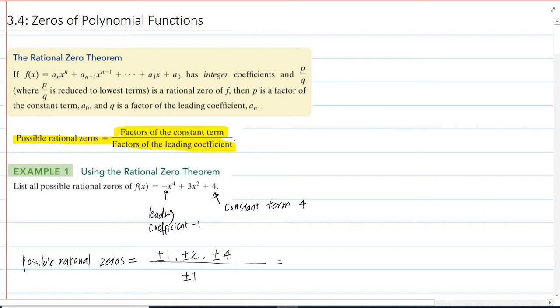We're going to separate each term, so we have positive and negative 1 over positive and negative 1, positive and negative 2 over positive and negative 1. Since we're doing the first example, I'm going to show you step by step. That will be positive and negative 1, the second term positive and negative 2, and then positive and negative 4. So that will be our 6 possible rational zeros. So we're done with this question.